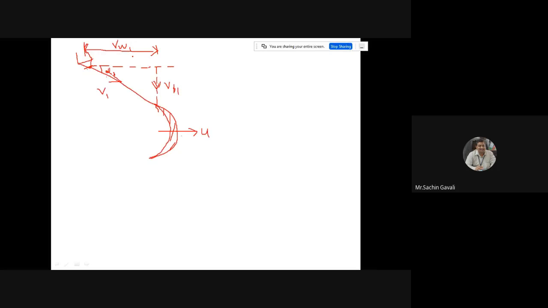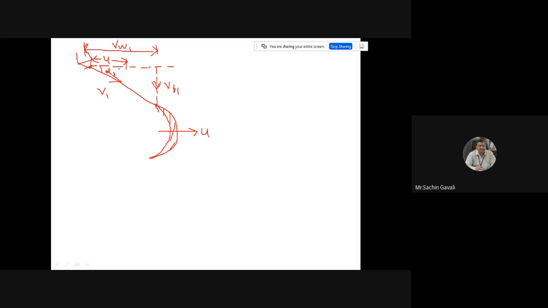Now, when this stream has velocity v1, the blade is moving with some velocity, that is u. If you write this blade velocity here, it will be u, because it is in the tangential, horizontal direction. And the nozzle velocity is coming, making angle alpha 1 with this tangential direction.